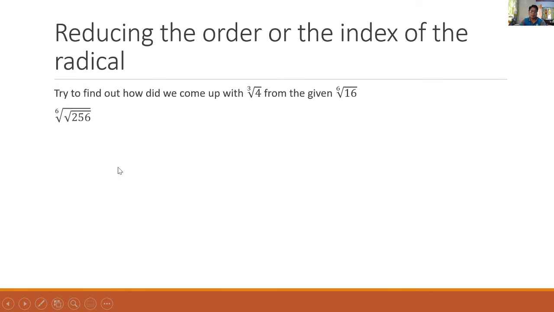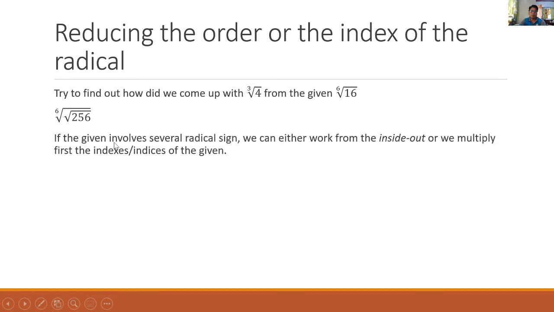Okay, we have here another given. This is the 6th root of the square root of 256. Meron tayong dalawang radical dito. So we have here now 6th root at saka square root. Now, as I have told you, we have here now two ways on solving this one. So we can either work from the inside out, meaning kunin mo muna yung square root ng 256 or simplify mo muna. Pag nakuha mo na, saka ka magkuha ng 6th root nung sagot dito.